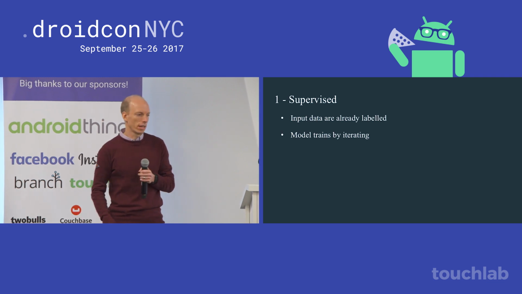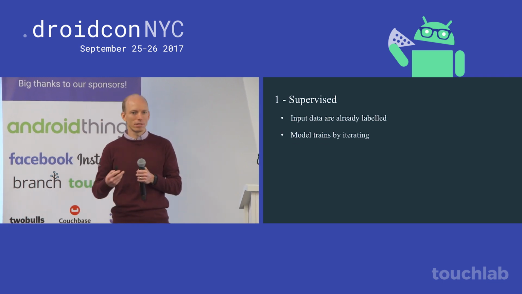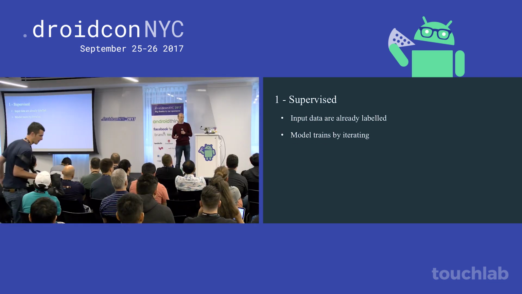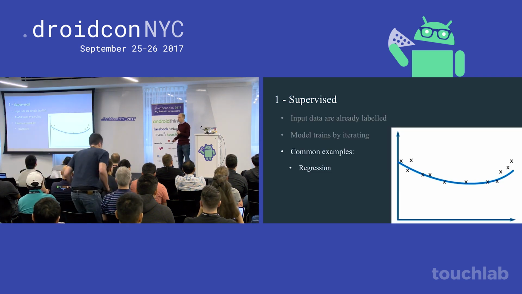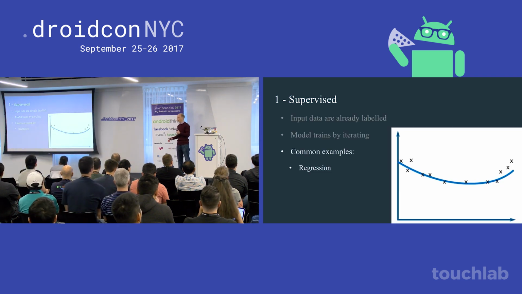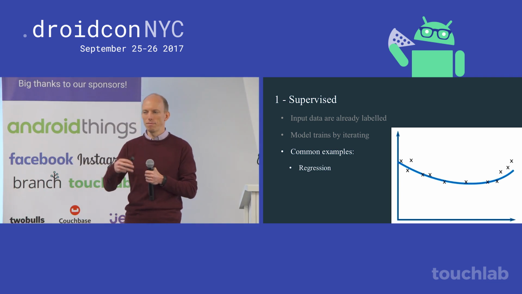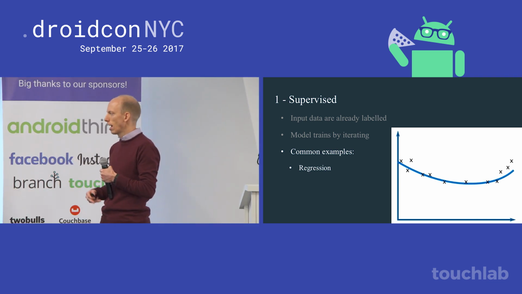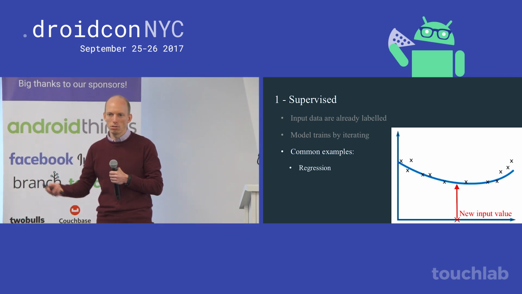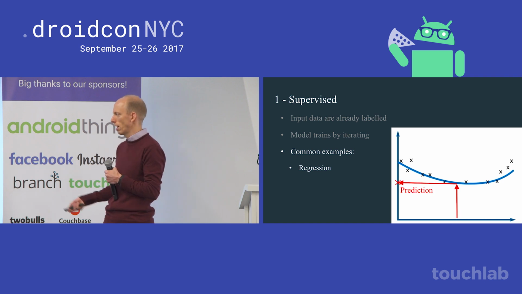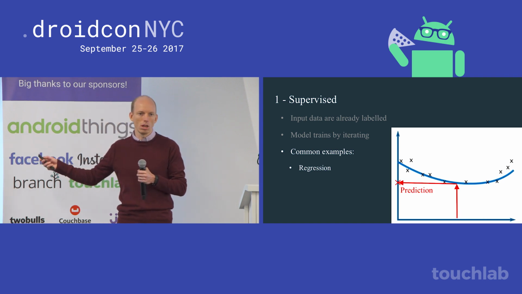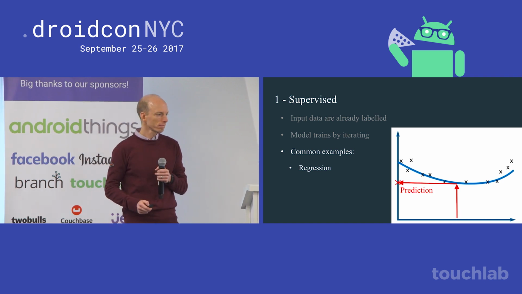So supervised learning, in this example, our training data is already labeled in some way. A typical example would be you have a bunch of x, y values, and then you're going to be training your model, and it's going to effectively fit a line to those points. And then you're going to have a new value and say, hey, what's the prediction for this value? And based on that model, which is the line, it will give you your prediction.